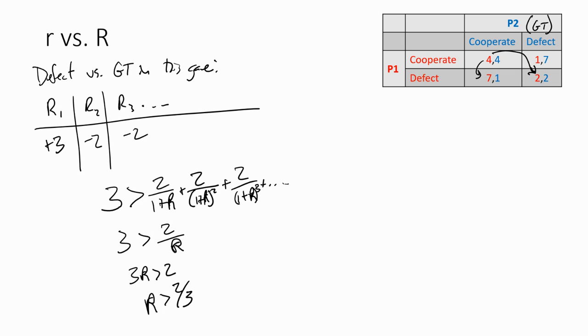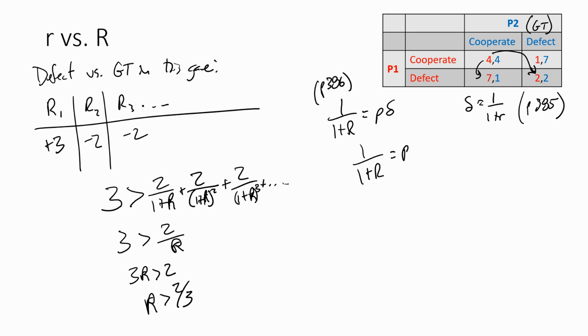Well, what does that mean? So if you look in the book, you'll see sort of the following. You'll see 1 over 1 plus r equals p delta, right? But delta, so I'm looking at page 386 here, just for your reference, but delta equals 1 over 1 plus r, that's page 385. So 1 over 1 plus R equals p times 1 over 1 plus lowercase r.